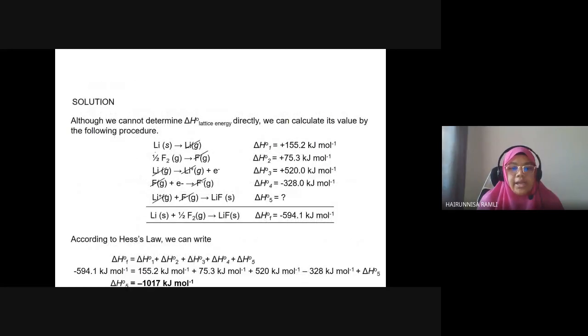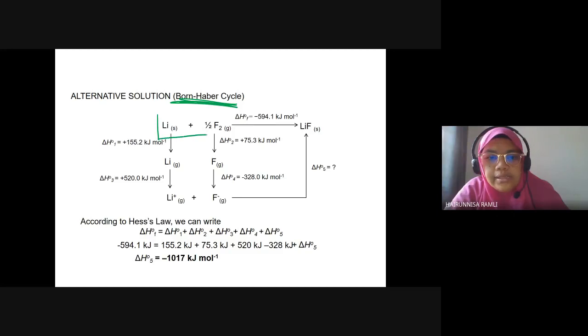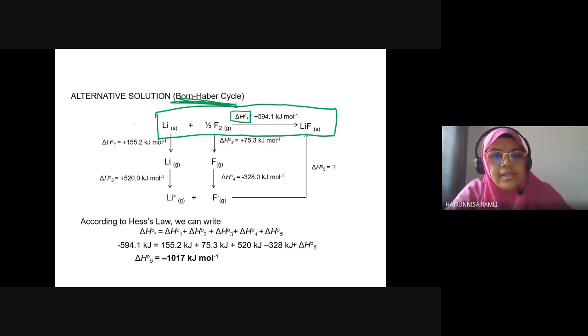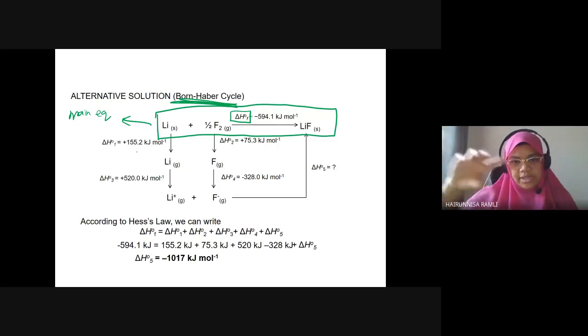Basically, before I do this, I prefer that you draw it out first so it is visible. Okay, let's skip one. So, you construct the Born-Haber cycle first. The first step you have to do is this one. What is this? What enthalpy? Formation. Okay, this is the main equation. This is the first step you must do. Write the enthalpy of formation first.